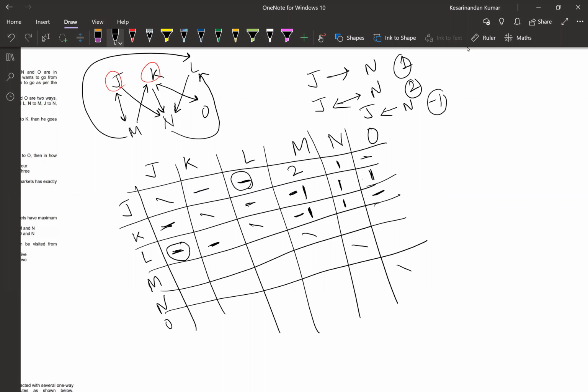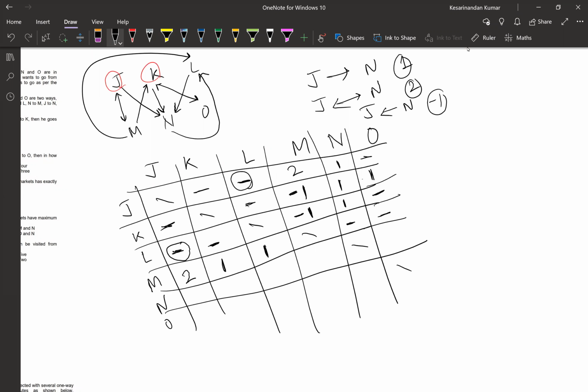Now let's move from M to J. M to J, is there a road? Yes, and it's a double way road. So we'll write 2 here. Now M to K, is there a road? Yes, there is a road. It goes single. M to L, there is a road. M to N, is there a road? No, there is not. And then we have M to O. No, there is no direct road.